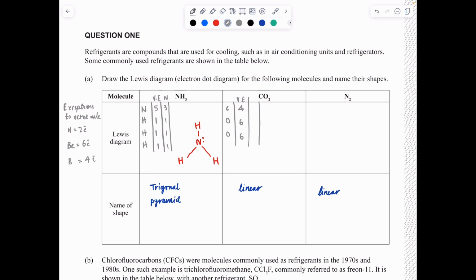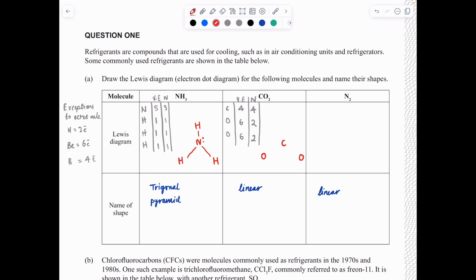And then the next column is how many the atom needs to have a full outer shell. Well, carbon currently has 4 electrons, so it needs 4 more to have a full octet. Oxygen has 6 electrons, so it needs 2 more to have a full outer shell, and same with this oxygen over here. So the next thing we need to do is find the neediest atom. The neediest atom, according to our table, is carbon. So we pop that in the middle, and then we pop the oxygens around it.